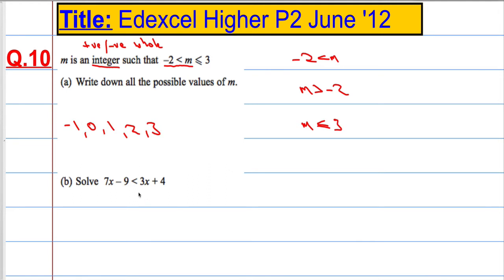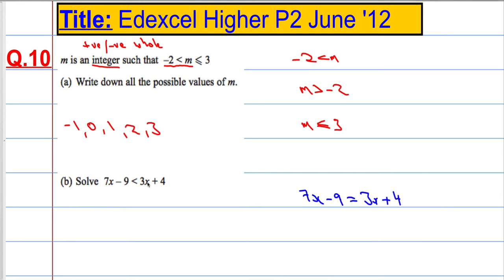Next part, we're asked to solve 7x take away 9 is less than 3x plus 4. And this question is done much in the same way that you would do something like 7x take away 9 is equal to 3x plus 4. You do the exact same idea.